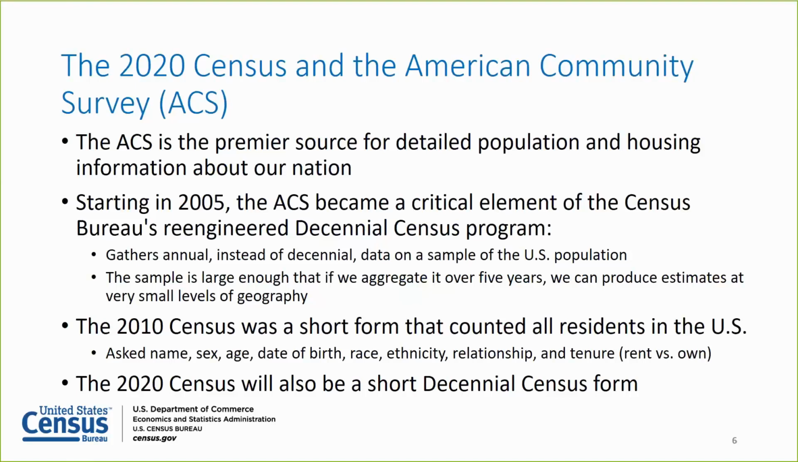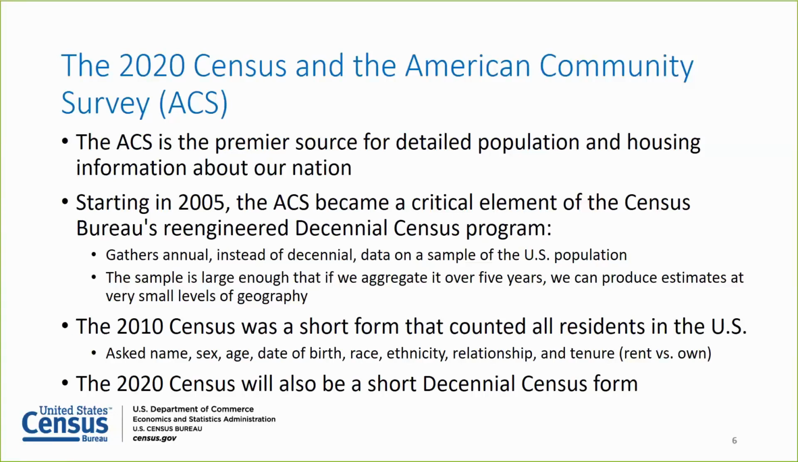I want to give you a little background and add to what Chase said about the American Community Survey. The ACS is the premier source for detailed population and housing information, as Chase mentioned. Historically, it started in 2005. It became a critical element of our re-engineered decennial program. So we switched from gathering every 10-year data to annual data on a small sample or subset of the U.S.